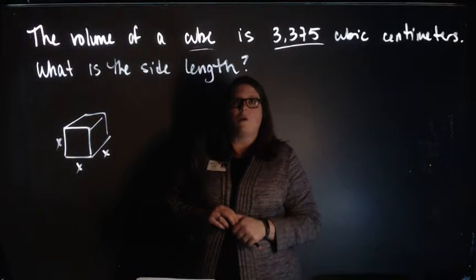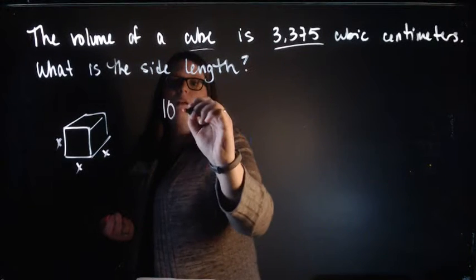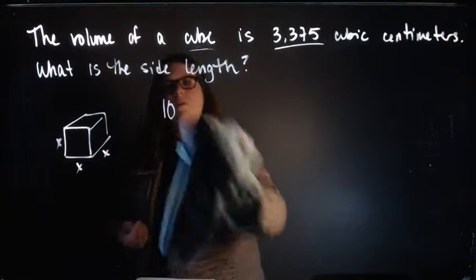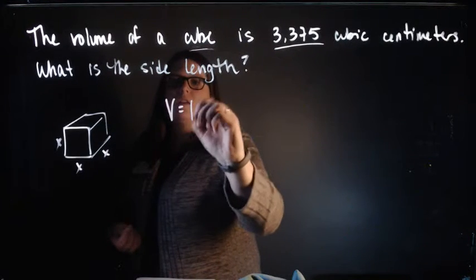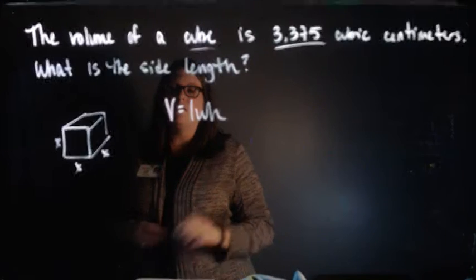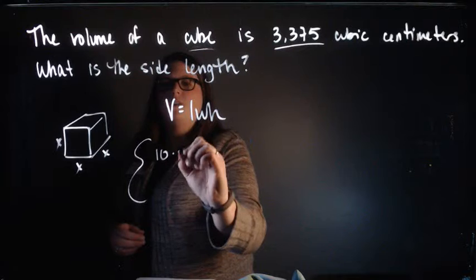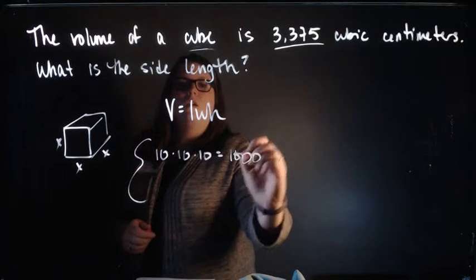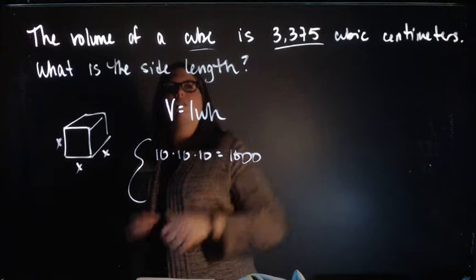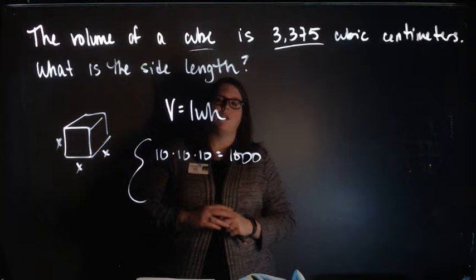So I could just throw out a number and guess. What if X is 10? Well, the volume for a rectangular prism on your formula sheet is length times width times height. So, a little side work here: what's 10 times 10 times 10? If we did that on our calculator, we would get 1,000. Because my volume is 3,375, I know my answer has to be larger than 10.